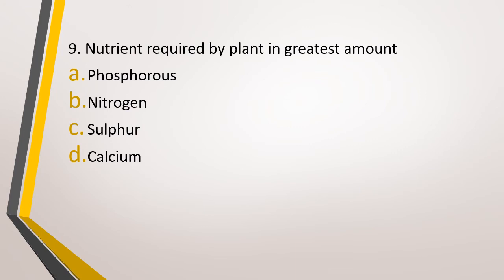Question number 9. Nutrient required by plant in greatest amount is option A, phosphorus. Option B, nitrogen. Option C, sulfur. Option D, calcium. Nutrient required by plants in greatest amount. Correct answer is option B, nitrogen.